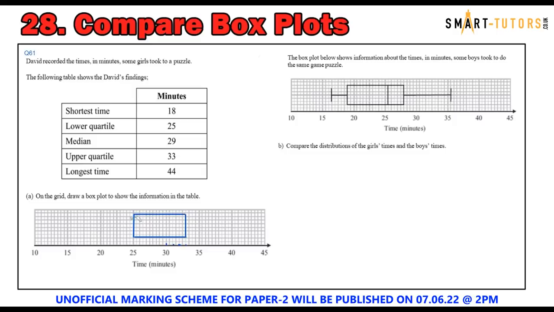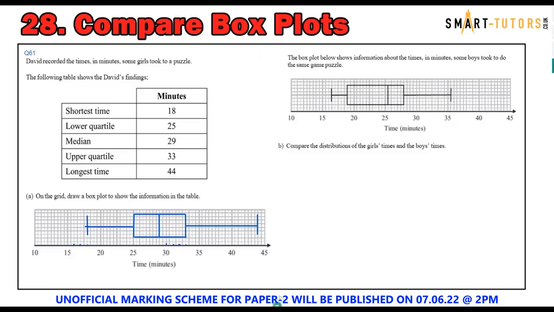The box plot is drawn, and the median value 29 is going to be 2 boxes before. Shortest time is 18, so 15, 16, 17, 18. And longest time is 44. So this is going to be a line here and draw the straight line, right?